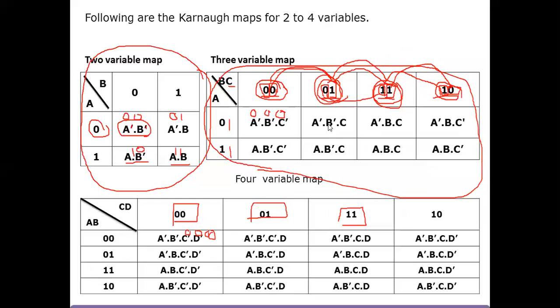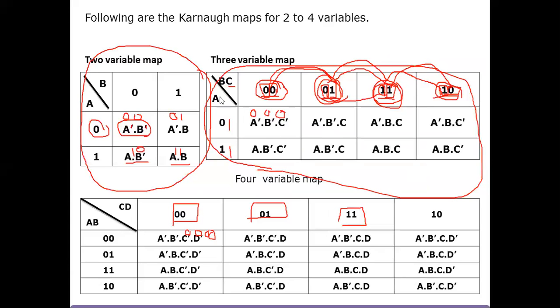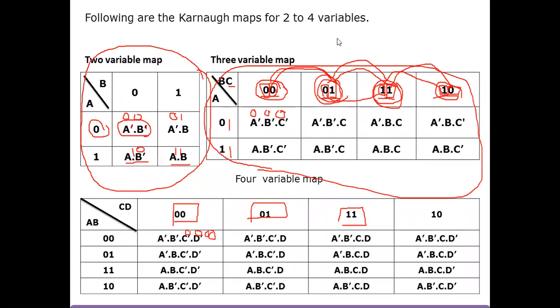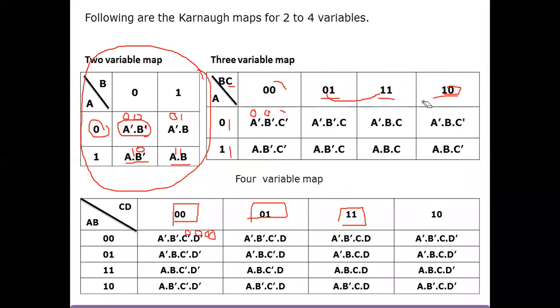So you know for how many variables. There are 3 variables, so the map should be something like this. So you are writing only these 2 rows. So let me erase this. So this should be the initial map.